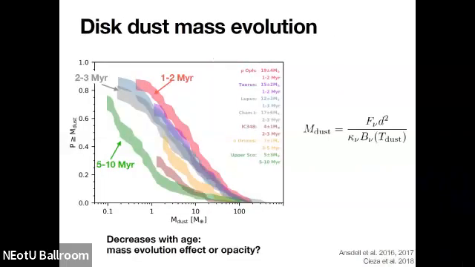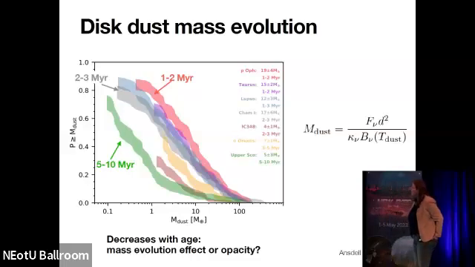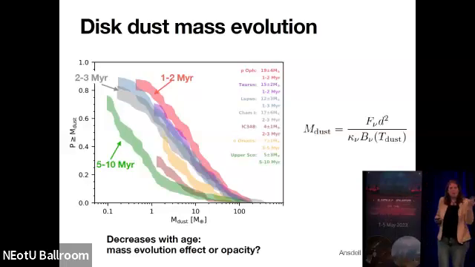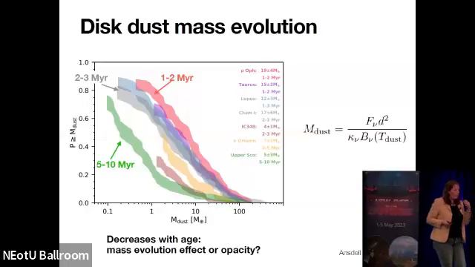And we can try to tackle this by looking at how the dust mass actually evolves as a function of time. We do that by looking at the dust mass cumulative distribution, which we see over here. This is the dust mass distribution for various star-forming regions, ranging from 1 to 2 million years down to the older regions of 5 to 10 million years. What you see is that the dust mass decreases over time. The dust mass here is calculated by this relatively simple equation, so just the flux scaled with the distance, and then the dust opacity and the temperature.